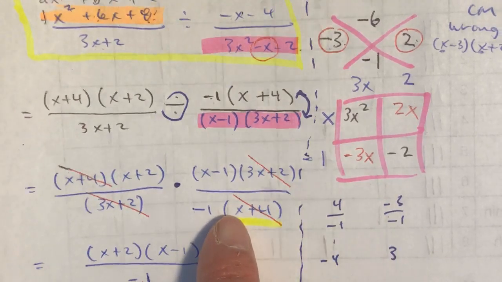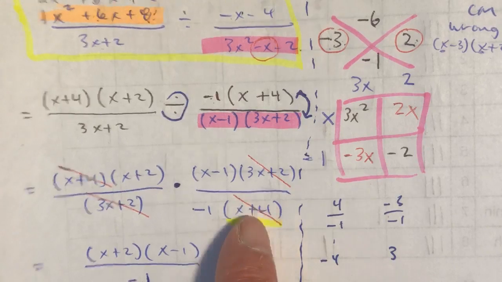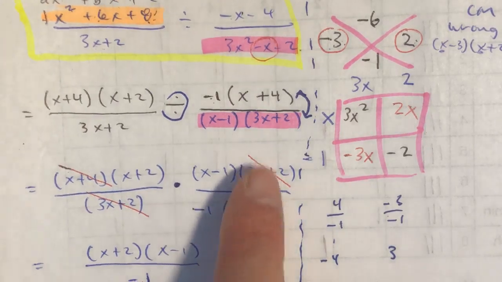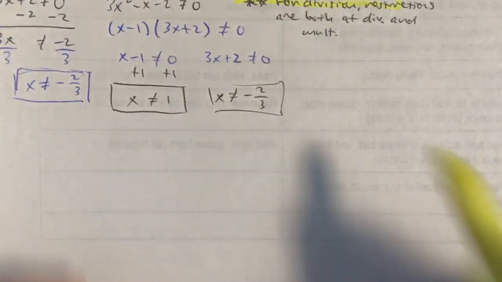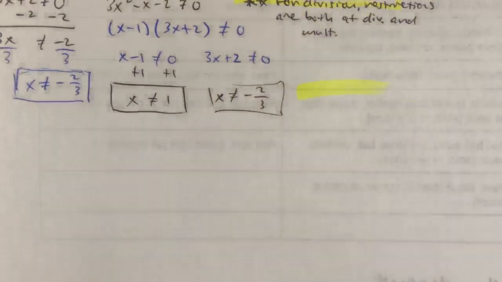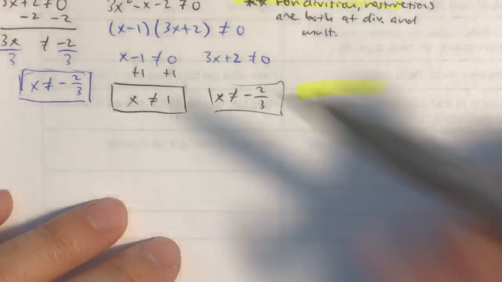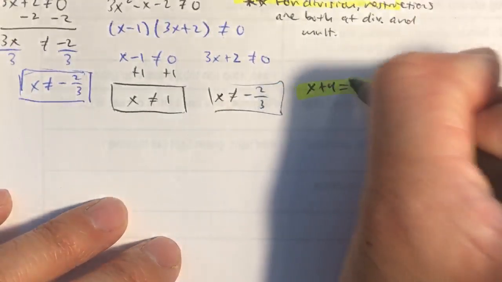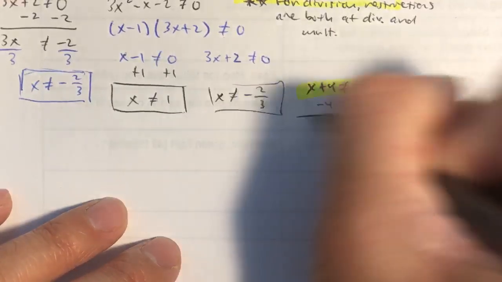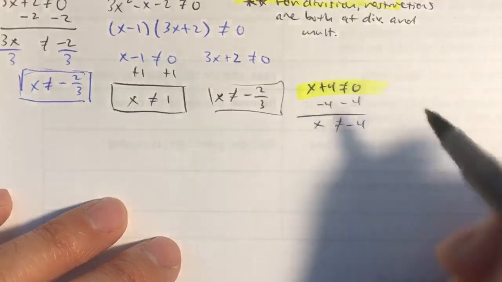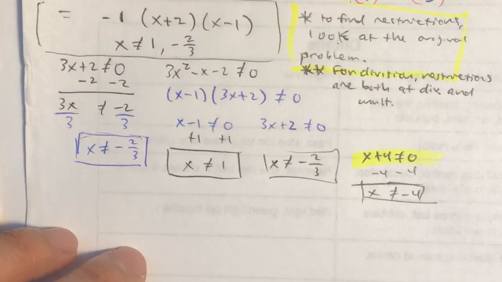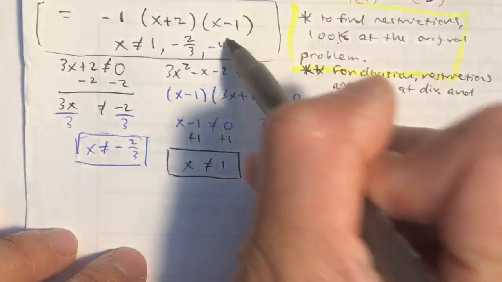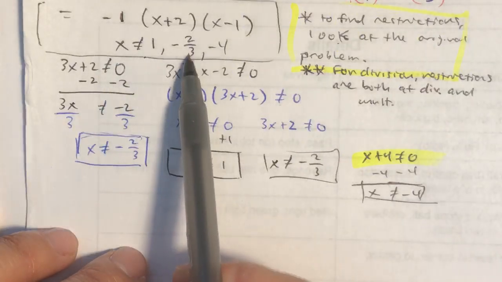But if you do negative 4 plus 4 is 0. 0 times negative 1 is 0. Anything divided by 0 is undefined. So that is also a restriction. So let's finish that one right there. X plus 4 not equal to 0. Subtract 4. X is not equal to negative 4. So the three restrictions in our problem are 1, negative 2/3, and negative 4.